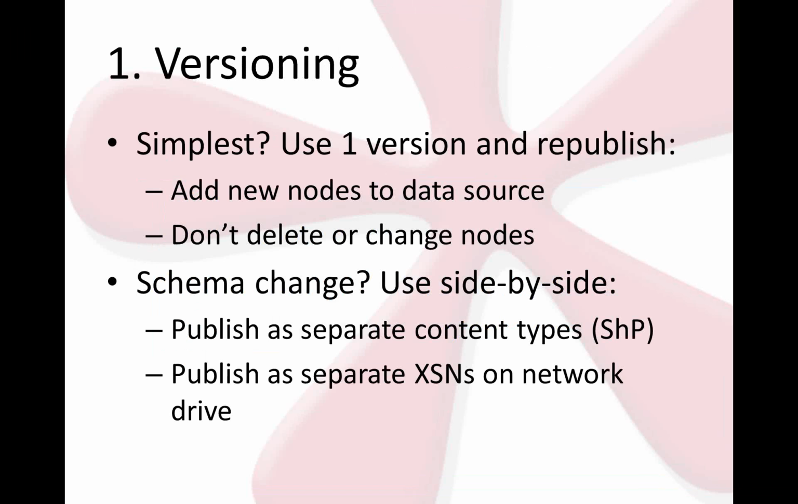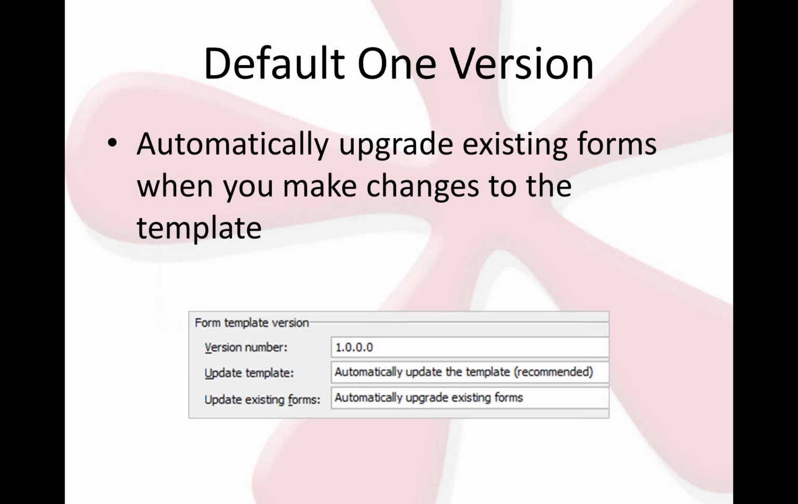Basically, with this approach, when you have to change your data source, in other words, the schema is going to change, then you want to use a side-by-side technique, and that is to publish the InfoPath form as a content type to your SharePoint site. And then your form library will be changed to reference the content type. The new version will also be published as a content type, and the form library will also reference that content type. So let's take a look at this example.